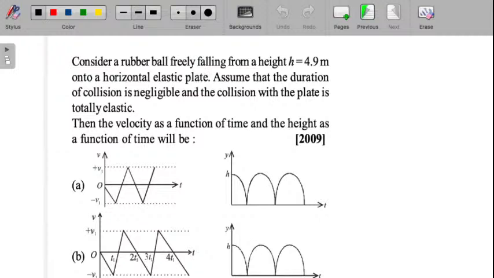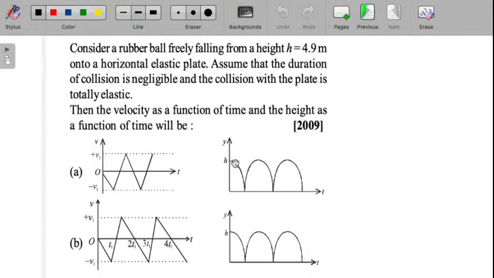Rubber ball freely falling from a height h equals 4.9 meters under a horizontal elastic plate. Assume that the duration of collision is negligible and the collision with the plate is totally elastic. Then velocity as a function of time and the height as a function of time will be, velocity as a function of time. And so for the object falling from a height initially, the velocity keeps on increasing.